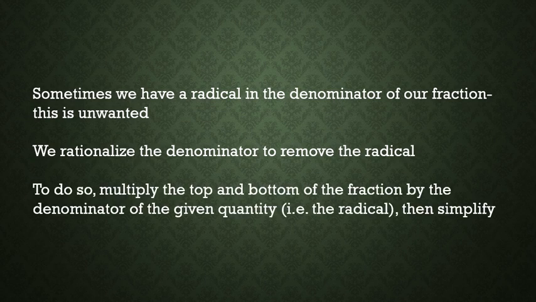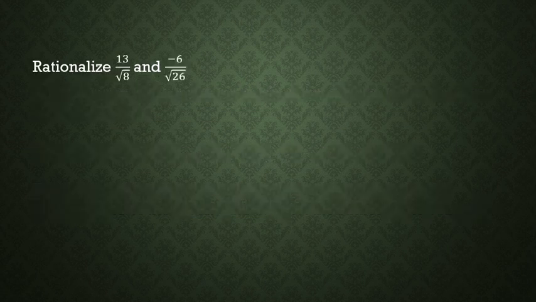And when we rationalize a denominator, we're going to multiply on the top and bottom of the fraction by the denominator of the given quantity, that is to say, the radical, and then we're going to simplify it. So simply multiply on the top and bottom of your fraction by the bottom of your fraction. That's all you have to do. Really straightforward. So we're going to rationalize these two quantities here: 13 divided by the square root of 8, and negative 6 divided by the square root of 26.